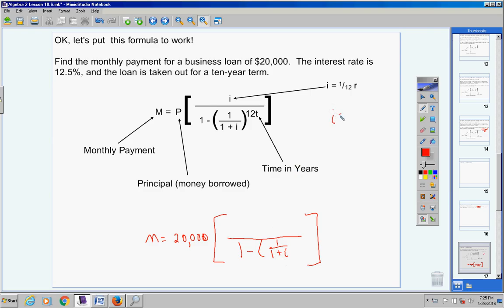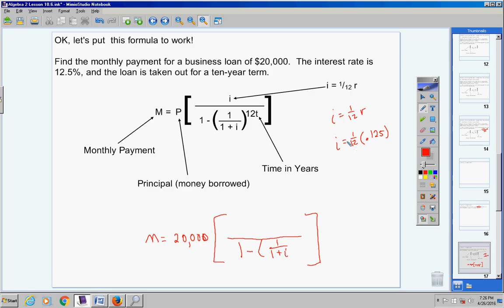I equals 1/12 R. So I equals 1/12 times. Now please don't put 12.5. The rate is 12.5%, but you have to convert it from a percentage to a decimal. So move the decimal 2 places to the left, okay? So it's going to be 0.125. Now let me go ahead and grab my calculator and type that in. 1/12 should be a 1 here.